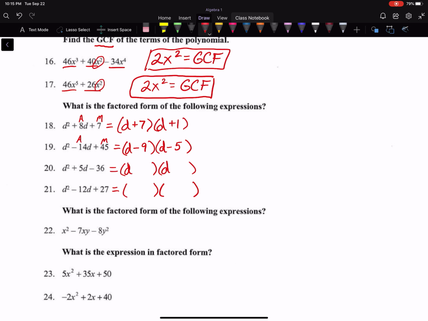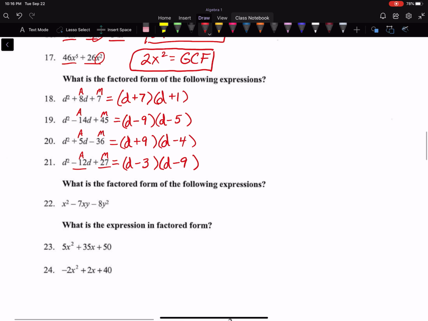D and D again. Again, we're looking for two numbers that multiply to be negative 36. Add up to 5. That would be positive 9 and negative 4. And last but not least, two numbers that multiply to be 27 and add up to be negative 12. So let's see here. Numbers that multiply to be 27. That would be negative 3 and negative 9. Negative 3 times negative 9 is 27. Negative 3 plus negative 9 is negative 12. So that's all there is to those.